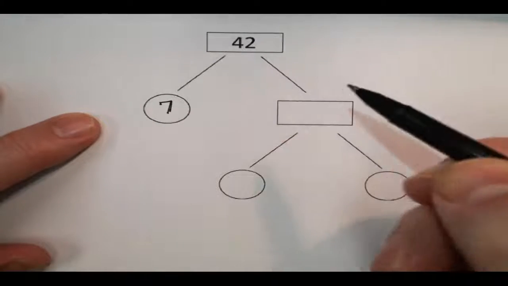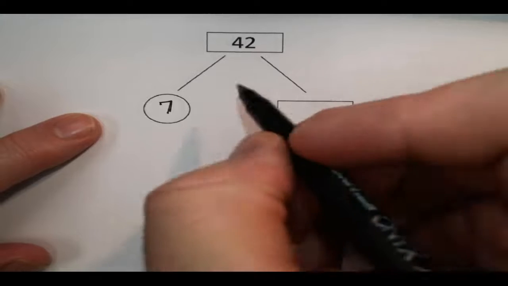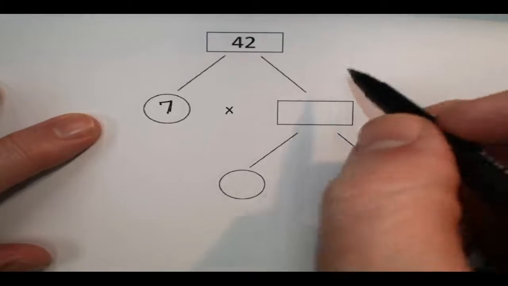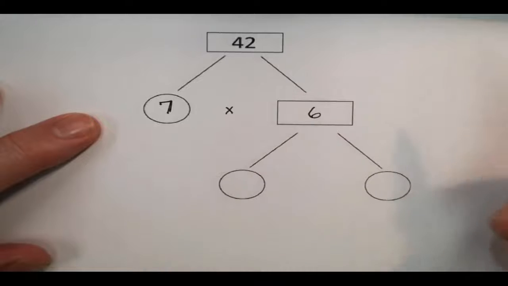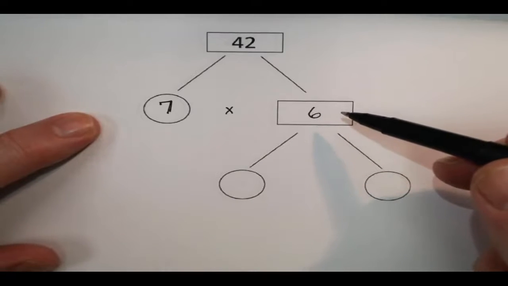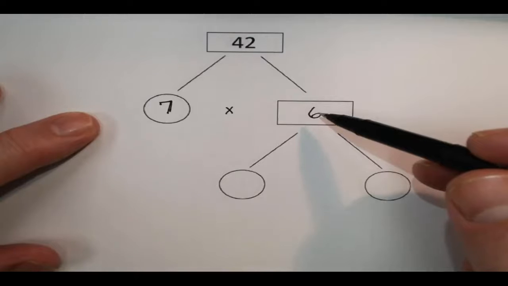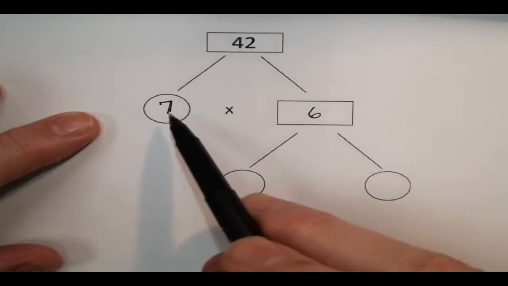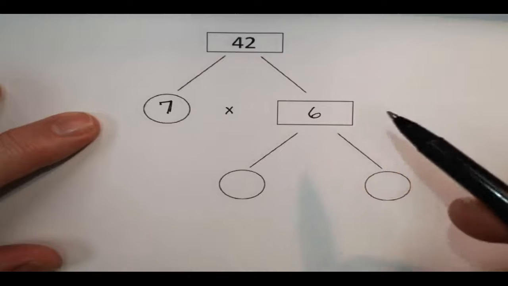Okay, so 7 times what? 7 times what will give me 42? Well, 7 times 6. 6 is a composite number because it has more than two factors. So we have to break 6 down even further. Okay? 7 we're done with. It's prime. We're finished with 7.